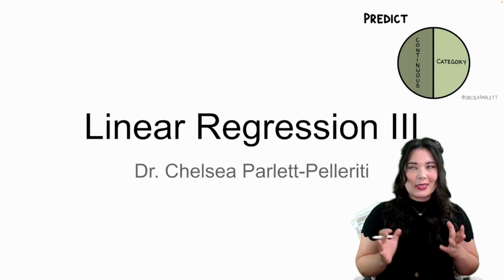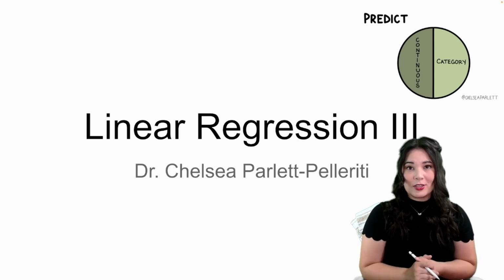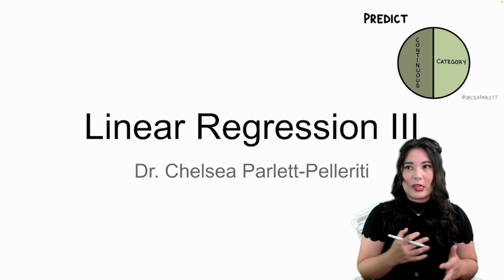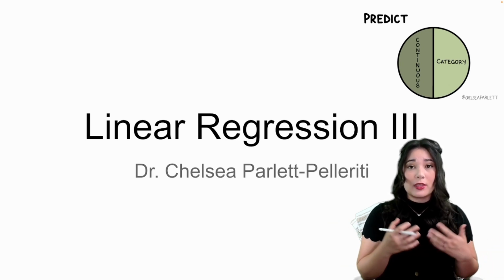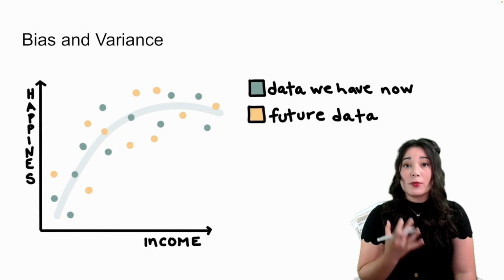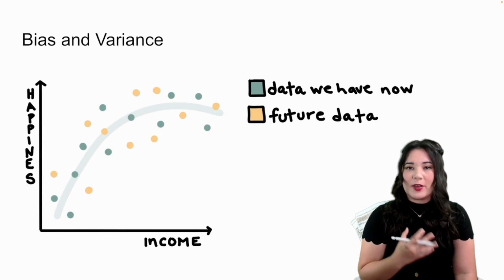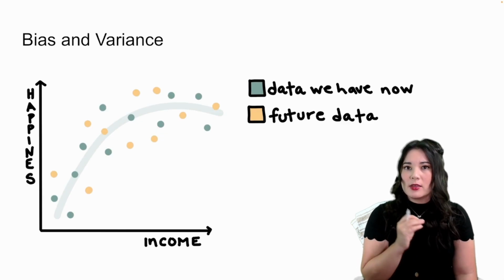Now, even though this is technically a linear regression lecture, the ideas we're going to talk about apply to literally all of the different machine learning algorithms that we are going to learn in this course. First, I want to talk to you a little bit about the ideas of bias and variance.